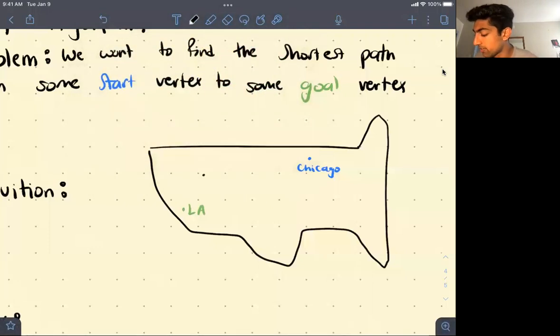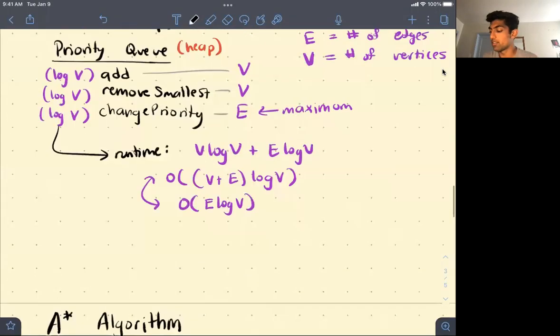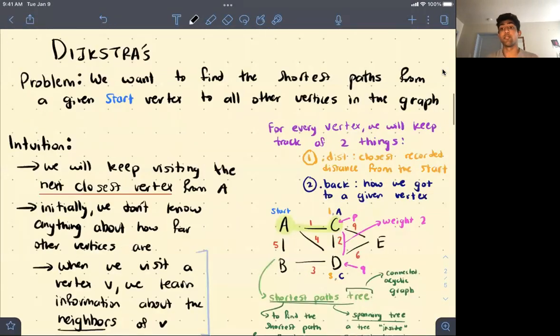All right. So let me just drop in a couple other random places here. Let's say this is Denver, and let's say this is New York. All right. So if we're trying to find the shortest path from Chicago to LA, you might say, hey, Soham, let's just run Dijkstra's algorithm, because Dijkstra's algorithm will eventually find the shortest path from Chicago to LA. Well, the problem with Dijkstra's algorithm is that it's not really meant to solve that problem, right? So what's going to happen is that we're going to visit a lot of vertices we don't really need to visit, because Dijkstra's algorithm keeps visiting the next closest vertex, right?